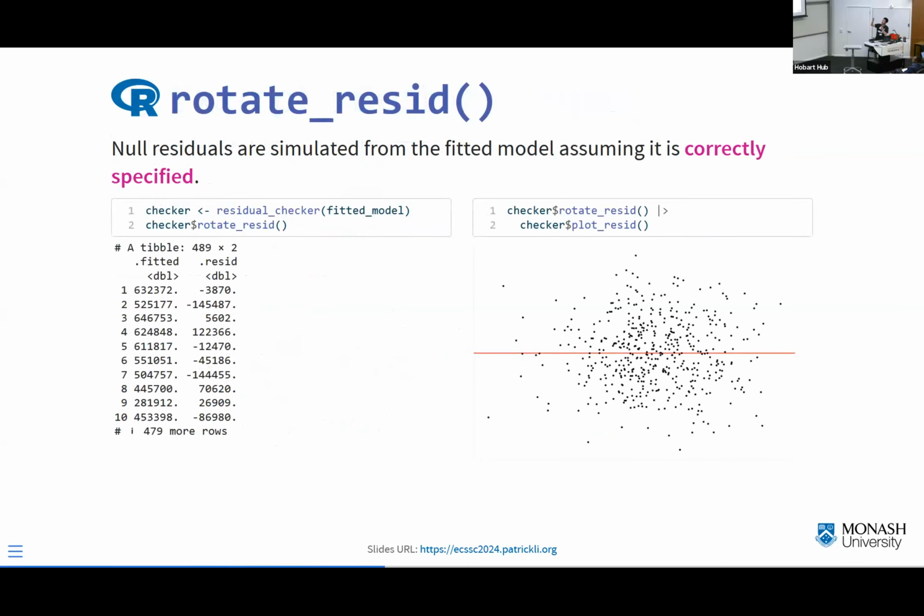First, we can use the residual checker to initialize a checker object. The rotate residual method is what I mentioned before: if you would like to simulate some residuals from the fitted model, you can use this method and it will give you a table. The first column is still the fitted values from your original model, but the second column, the residuals, is now replaced by simulated values. If you plot it on the right-hand side, you will see that the residuals are in good condition, randomly scattered around zero, and no particular pattern there.